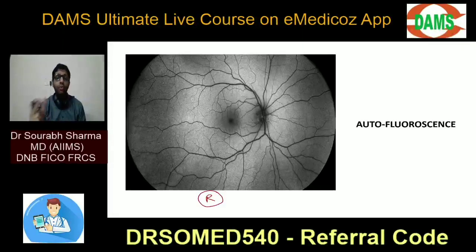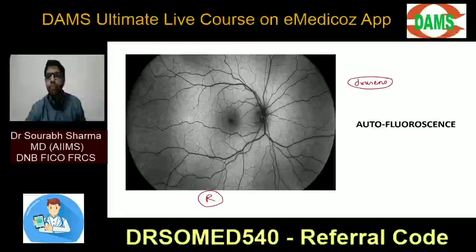This is autofluorescence. Do you remember the property of fluorescence? Low wavelength comes inside, high wavelength goes outside. There are some deposits in the retina. One I have told you today, drusen, and one more is lipofuscin.